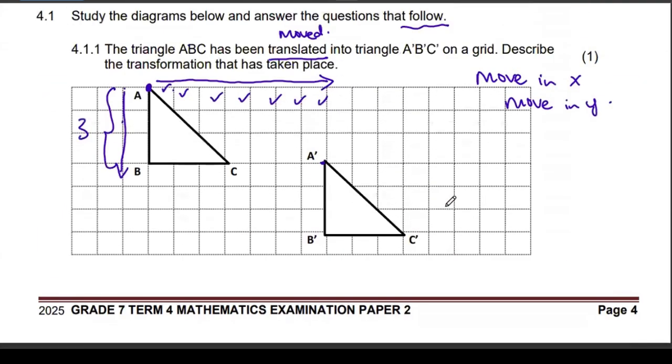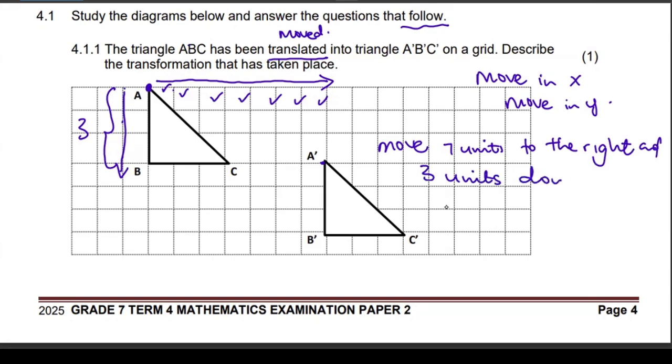So how do we describe this? I'm going to say that we move or slide 7 units. A block is a unit, right? 7 units or 7 blocks to the right, and then 3 units down. When you move down, you must indicate down. When you go up, you have to tell us up. When you go to the left, it should be left. When you go to the right, it's right. So basically, that is how you describe the translation that took place. You move 7 units to the right, and then 3 units down.